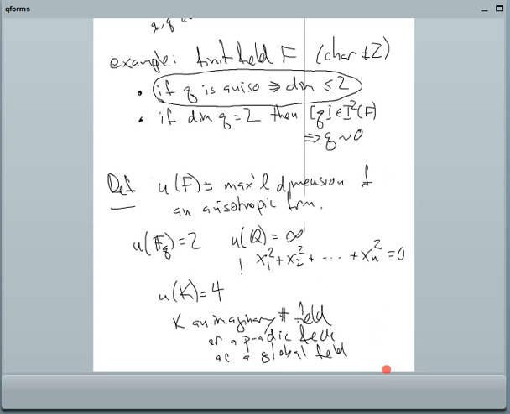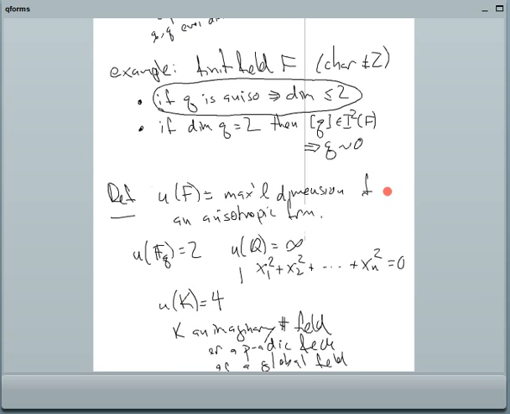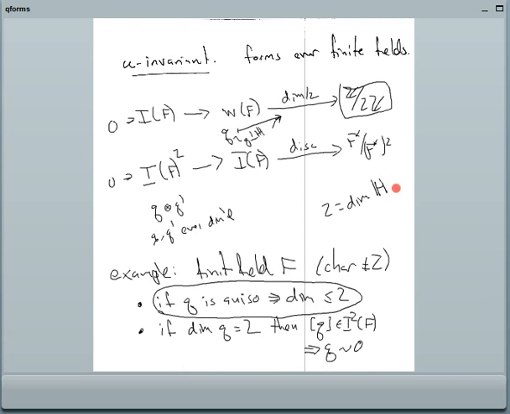Okay, so now for number fields, for example, and for these other fields with u-invariant 4, these two invariants that we defined turn out not to be enough to understand whether or not things are isometric, that is to say, whether or not things are 0 in the Witt group. So if you have a form over a number field, you can check if its dimension mod 2 is 0, then you're in I of F, and you can take its discriminant, and then you're in I squared of F. But now, what if you have something in I squared of F? How can you tell if that's 0?